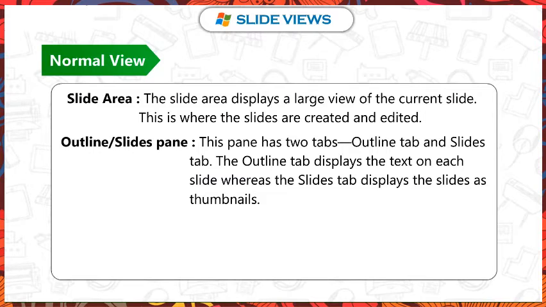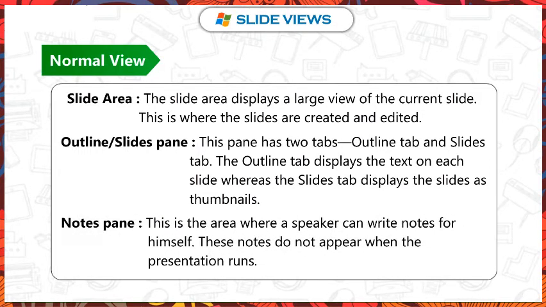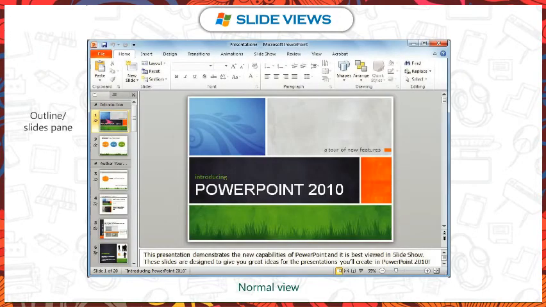Outline/slides pane. This pane has two tabs, Outline tab and Slides tab. The Outline tab displays the text on each slide, whereas the Slides tab displays the slides as thumbnails. Notes pane. This is the area where a speaker can write notes for himself. These notes do not appear when the presentation runs.